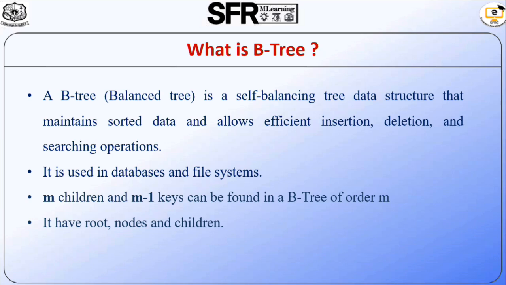Assume that B tree is an M-way tree. It has M children and M-1 keys of order M. So what about the structure of a B tree? B tree has root, nodes and children. The root is the topmost node, which can either be a leaf or an internal node. A node has keys and pointers to child nodes. An internal node contains child pointers that point to other nodes.